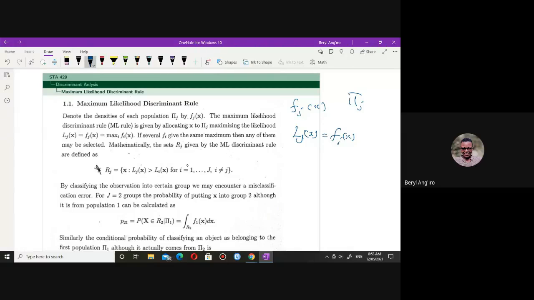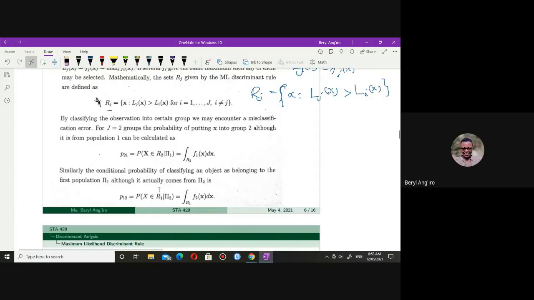So mathematically, we are saying that we set region R_j given by the ML discriminant rule. This is defined as R_j equals the set of x such that the likelihood under j is greater than the likelihood under i, for i equals 1 up to J and i not equal to j.